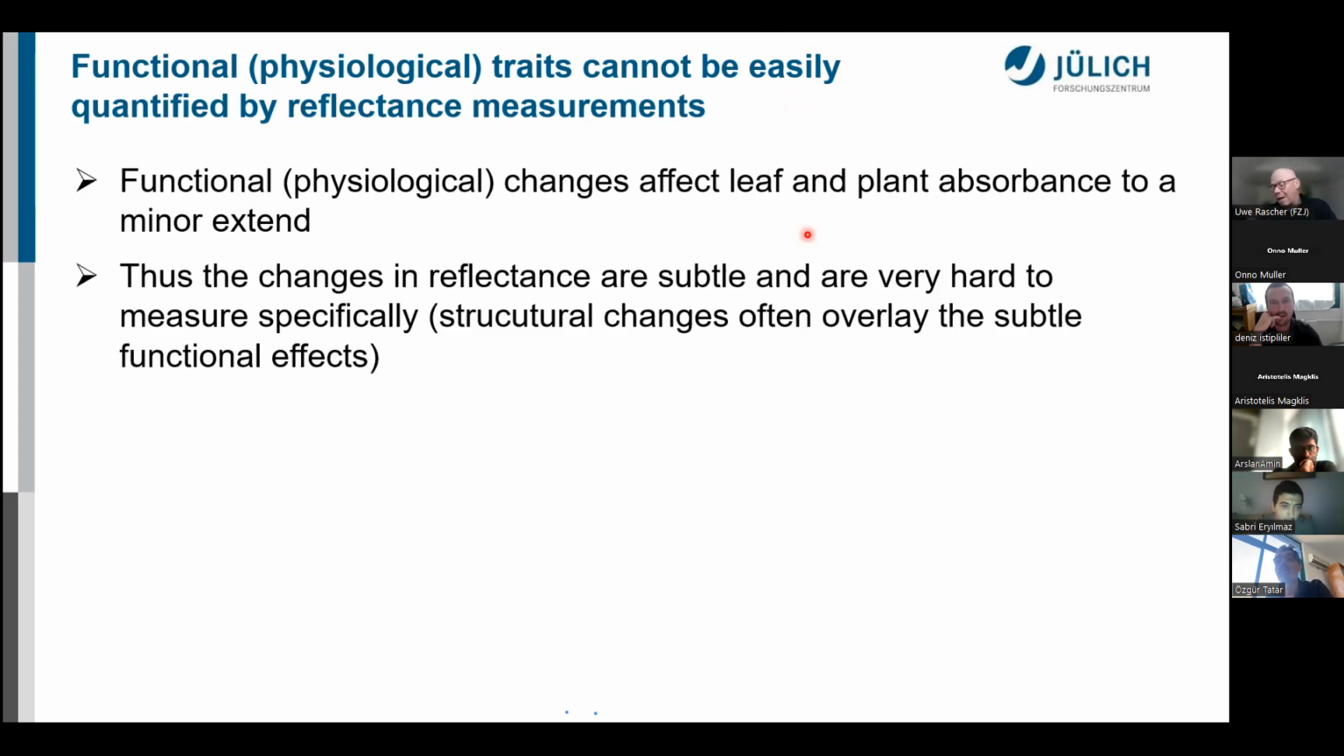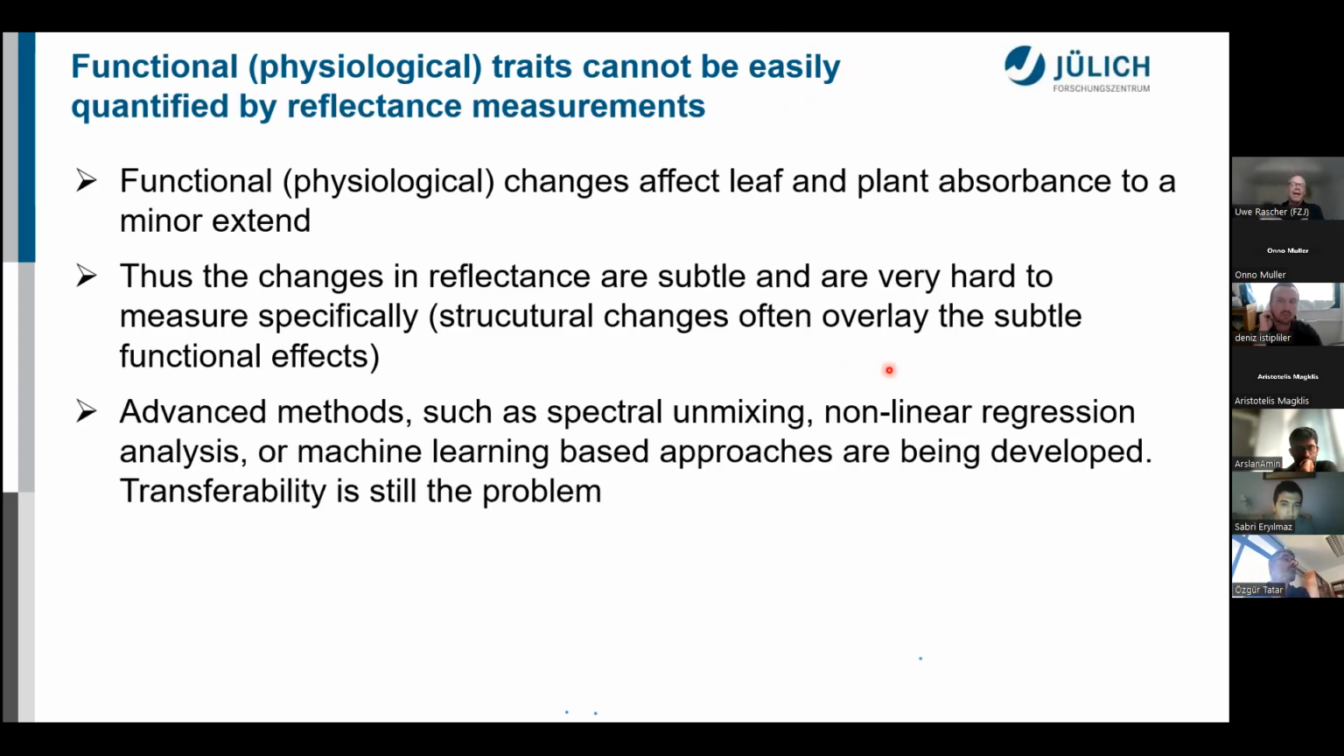Even though they are related to our signature, the changes are often subtle and often really hard to distinguish from any other structural changes, total pigment bulk changes, which may overlay in the reflectance signature the underlying structural change. And therefore, this is at the latest the point where I would say we cannot work with simple indices anymore. There we really have to go to advanced methods to retrieve this signal.